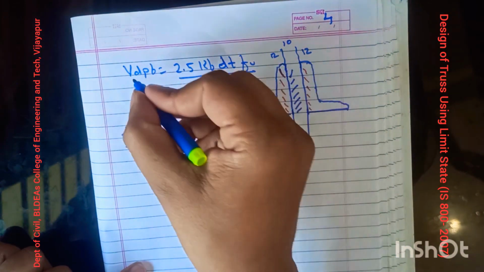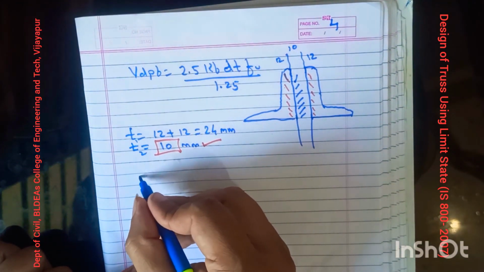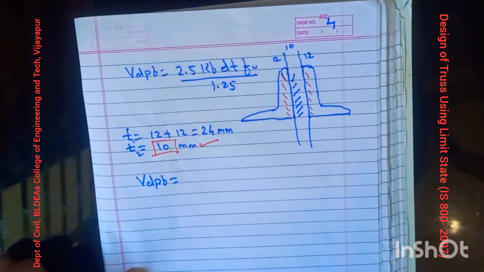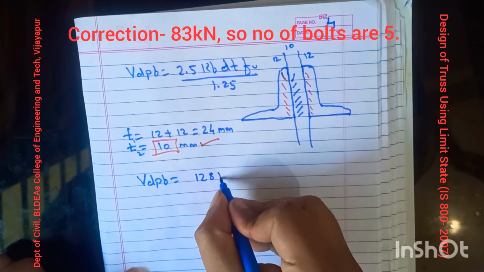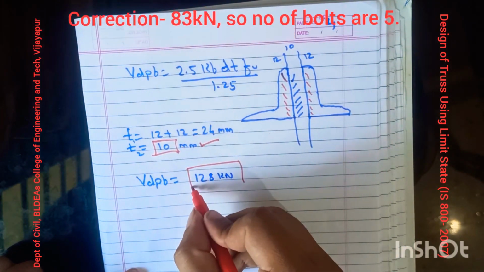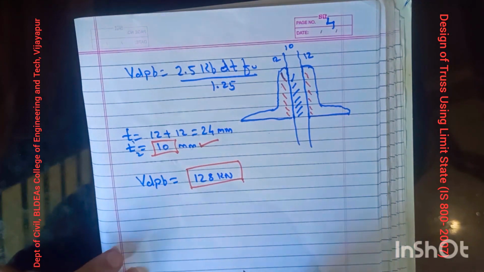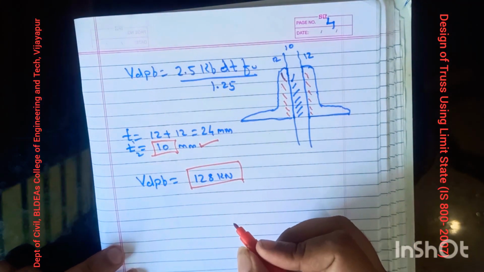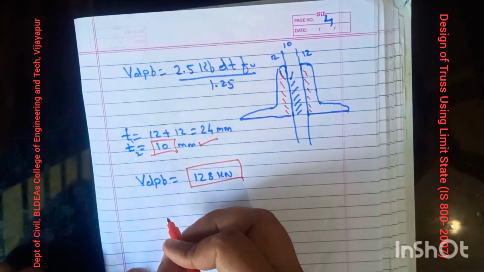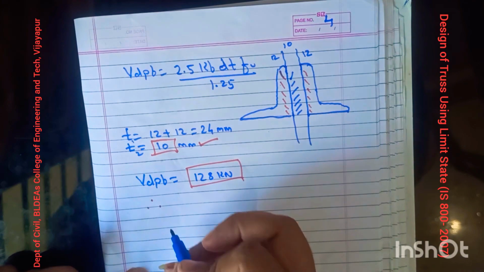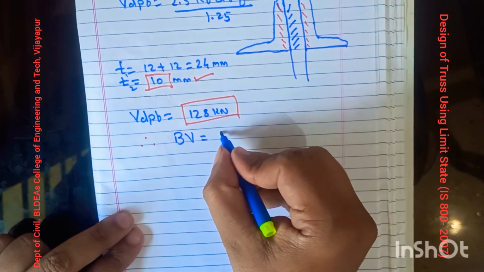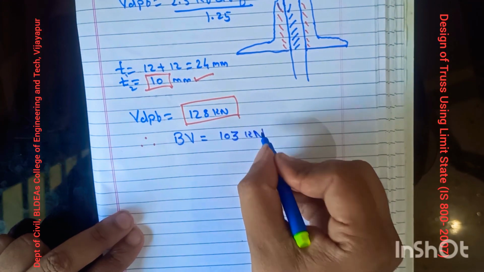So substituting all these values in the formula of VDPB, we will get VDPB equals 128 kilonewton. That means the bolt will fail in bearing when the load reaches 128 kilonewton. So in shear it was 103, in bearing it is 128. So we need to take the critical one, we need to take the shear strength. Therefore the bolt value is 103 kilonewton.